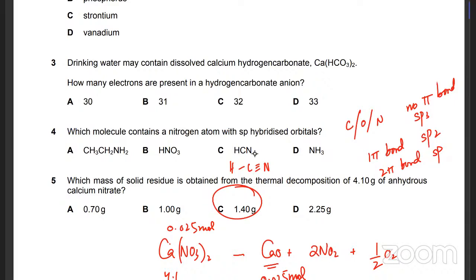In NH3, so this is sp. I'm going to do all of them. In NH3, what type of hybridization is it? If you have single bonds, that's sp3, no pi bonds. So you can remember, and this is sp3 as well.